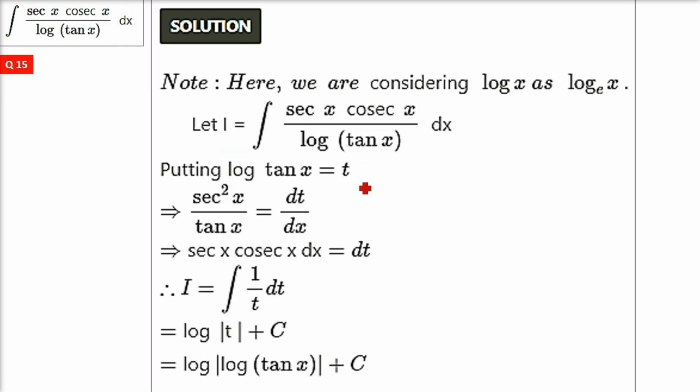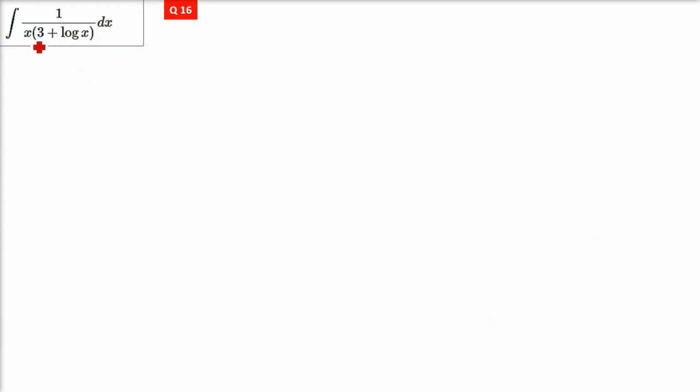So this is what we were talking about, right? Next one is 1 by x into 3 plus log x dx. So the differentiation of log x is 1 by x, you already know that. So 1 by x dx you will directly get from here. But how about keeping 3 plus log x as t? That can also be done. t equals log x or t equals 3 plus log x, it's up to you. Both can be taken as t.